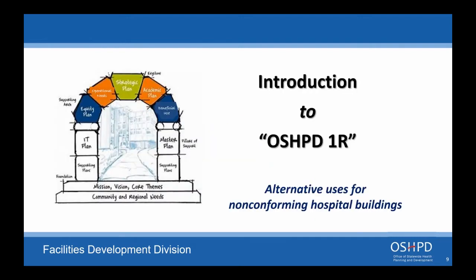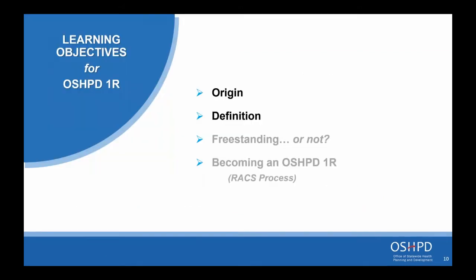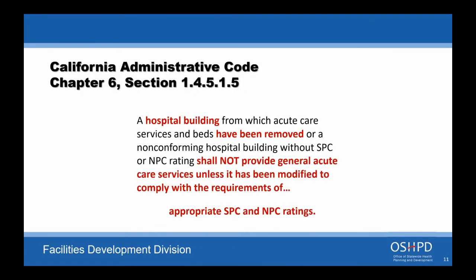Starting with the introduction to the 1R. This is a new concept for this code cycle, and we'll go through a series of discussions of how we came to that and what it actually means. So per the California Administrative Code, a hospital building from which care services and beds have been removed or a non-conforming hospital building without SPC or NPC ratings shall not provide general acute care services unless modified to comply.